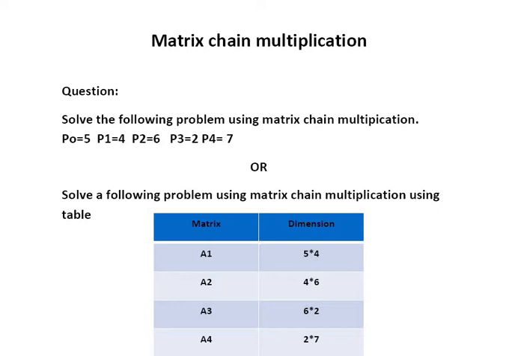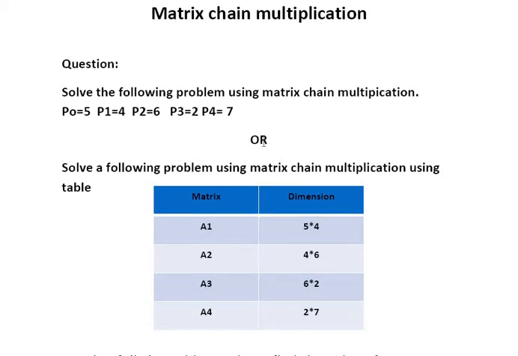First of all, we will discuss how the problem is defined in matrix chain multiplication in the dynamic programming unit. So the question is, different types of questions we have here. In the examination, you have to solve problems using matrix chain multiplication. Solve the following problems using matrix chain multiplication. P0 is 5, P1, P2, P3 and P4. So you are given one question here. Otherwise, you may be given different types of questions.